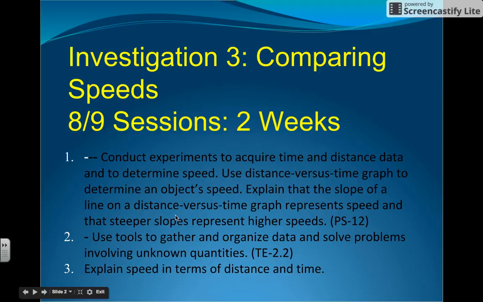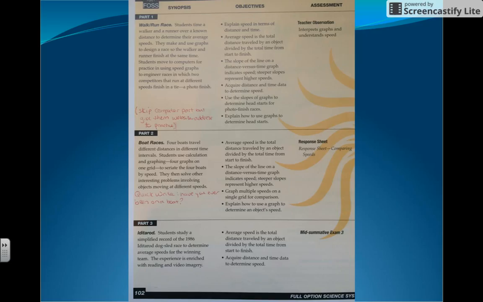In this investigation, you will conduct experiments to acquire time and distance data and to determine speed. They will use a distance versus time graph to determine an object's speed. So this is, again, developing their graphing skills. And they'll continue to realize that the slope of a line on a distance versus time graph represents speed, and that steeper slopes represent higher speeds. Here, they're going to use tools to gather and organize data and solve problems. You have an opportunity to make this much more open-ended, and I'll talk a little bit about that. And they'll continue to explain speed in terms of distance and time.